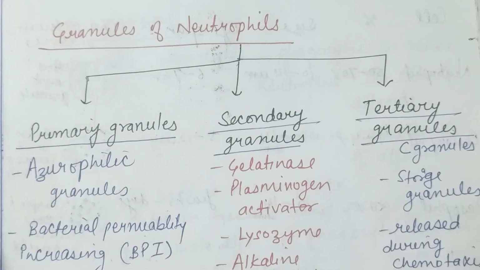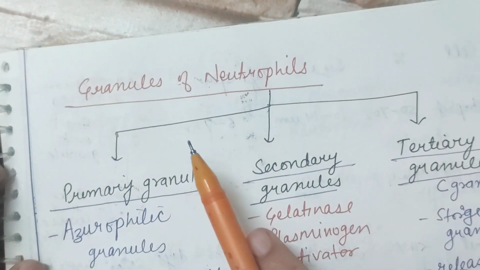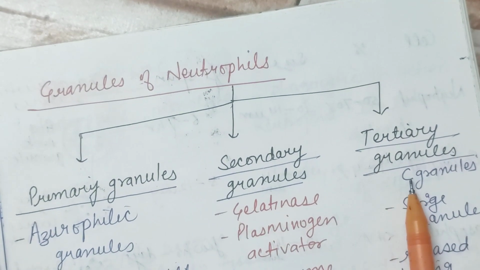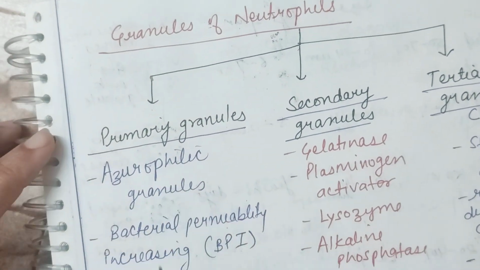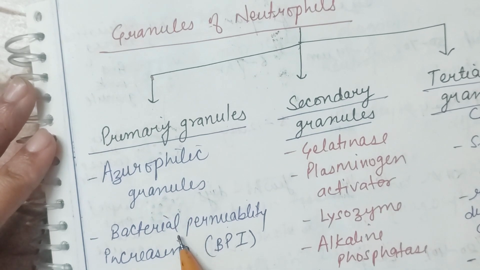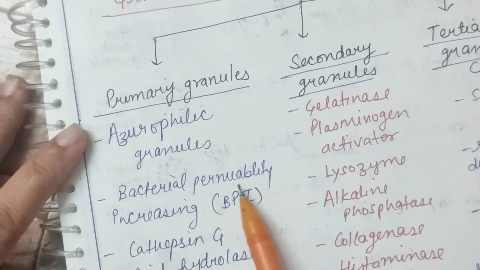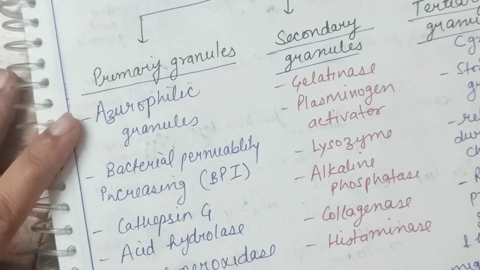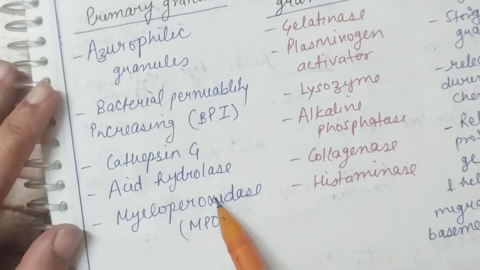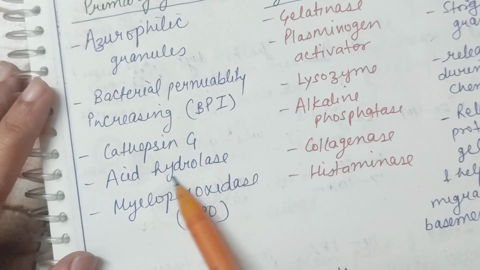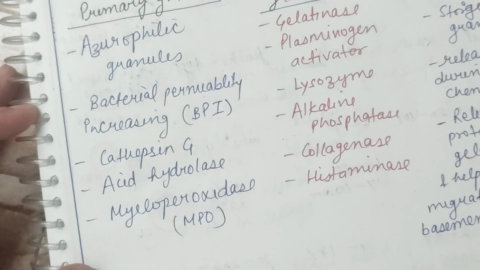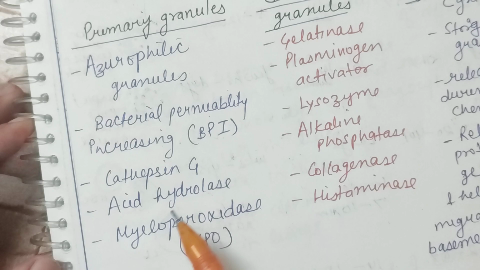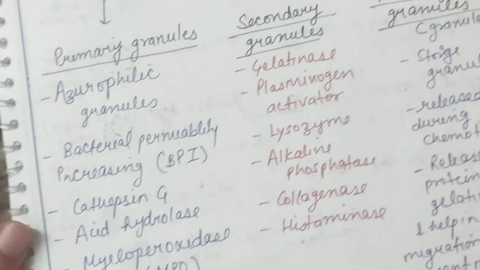Then various granules are present. So the granules of neutrophils, if we see, there can be primary granules, secondary granules and tertiary granules. Primary granules are also called azurophilic granules, basically bacterial permeability increasing. Fine. They have acid hydrolase enzyme and myeloperoxidase enzyme. They are full of acid hydrolase and myeloperoxidase. Okay, so it's just the composition you have to see. Primary granules have acid hydrolase and myeloperoxidase.